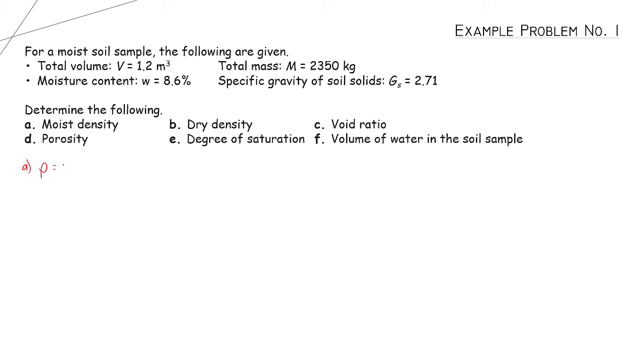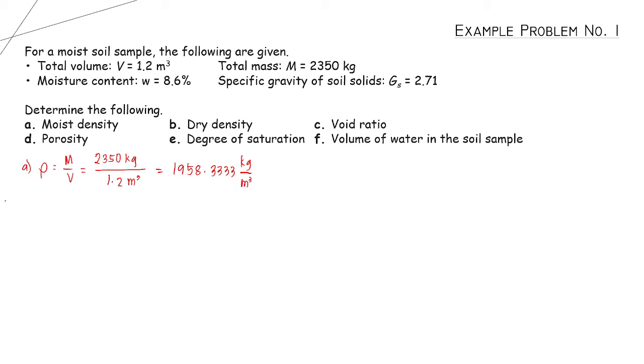Rho is equal to the mass all over the volume, which is equal to 2,350 kilograms all over the total volume, which is 1.2 cubic meters. So the density is equal to 1958.33 kilograms per cubic meter.